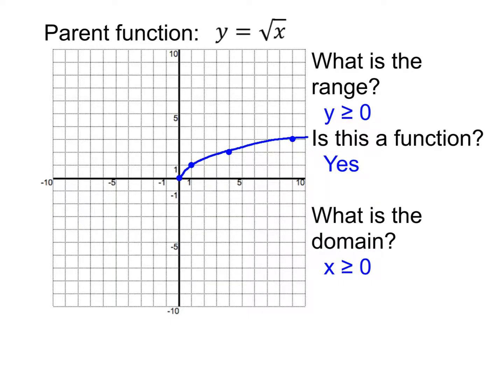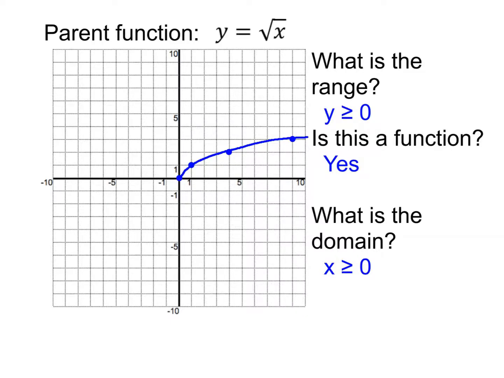So notice another way to think about domain here. Remember, it's everything that we can plug in and actually get a real output. Notice why it can't be -1. If I plugged in -1, it'd give me an imaginary number. That's why the x's can only be greater than or equal to 0.